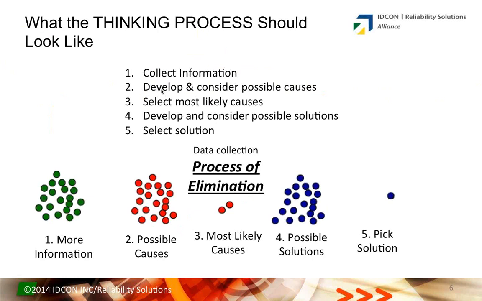We were talking about what the thinking process should look like. We start off with information. We should brainstorm a good list of causes. Use a process of elimination to eliminate most of the causes down to the most likely. Then we need to brainstorm a good list of possible solutions.